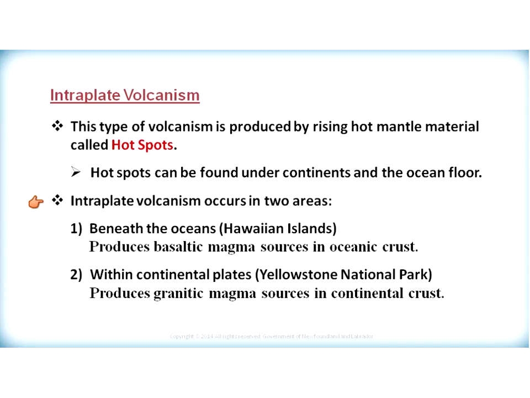And intraplate volcanism occurs in two areas. That is, beneath the oceans, such as the Hawaiian Islands. Volcanism that's produced underneath the oceans produces basaltic magma sources in the ocean crust. The second place where intraplate volcanism can occur is within continental plates. An example of this is Yellowstone National Park. These hotspots produce granitic magma sources within the continental crust.